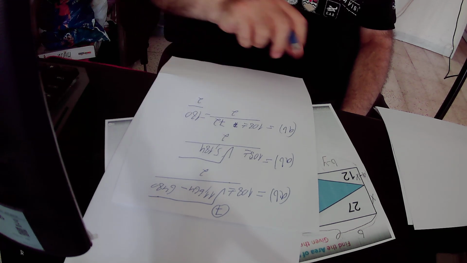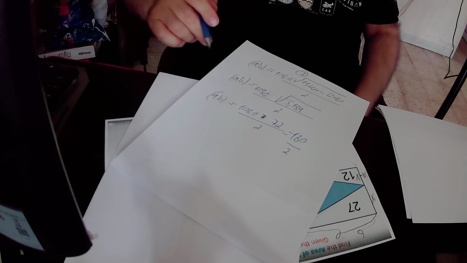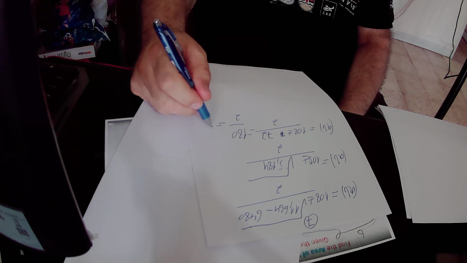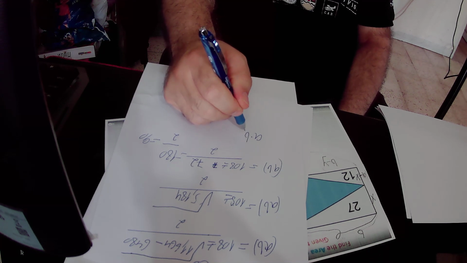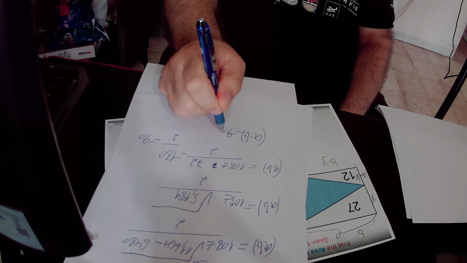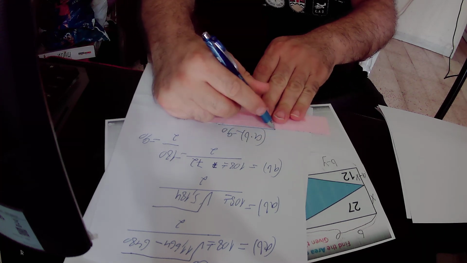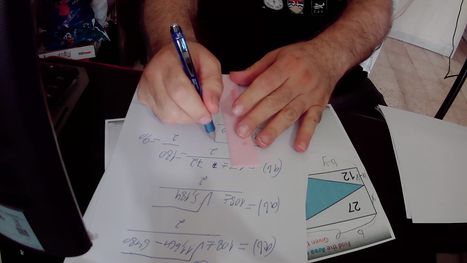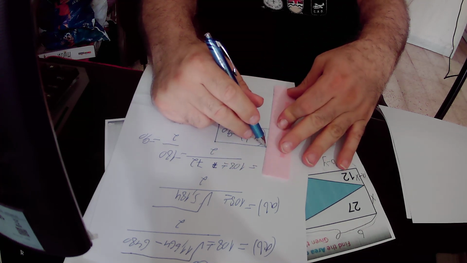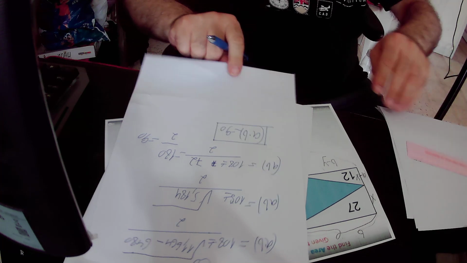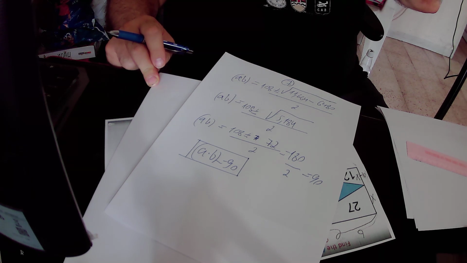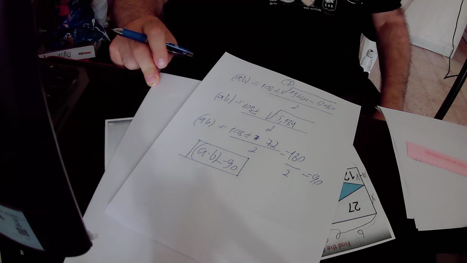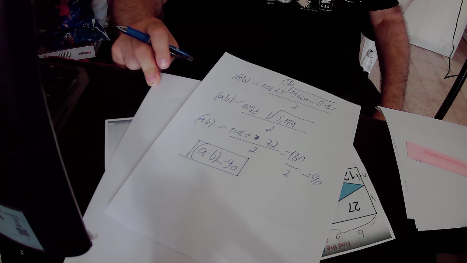And 180 divided by 2 equals 90. So the first answer is that A times B, that is the area of the rectangle, equals 90 units. Okay, so A times B equals 90 units. This is the first solution. Here is also the second solution for A times B.